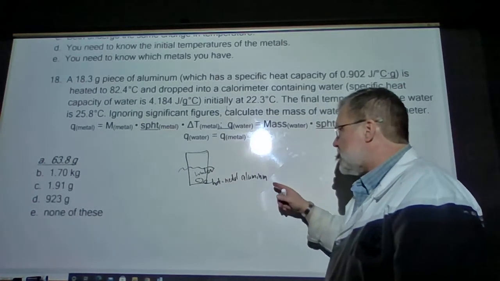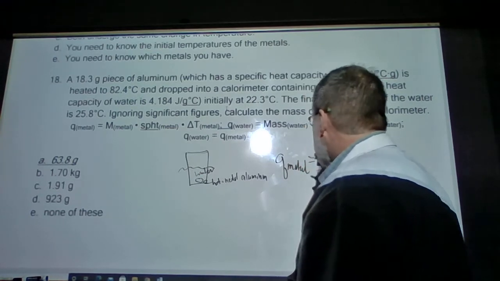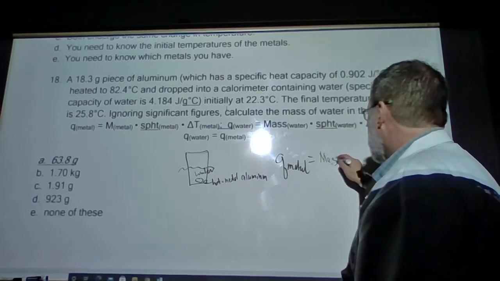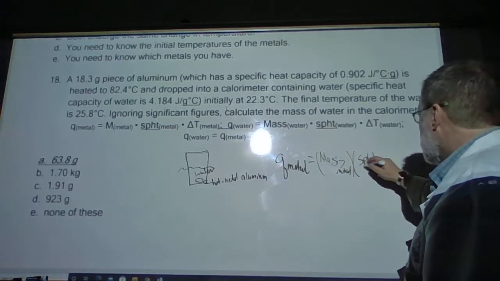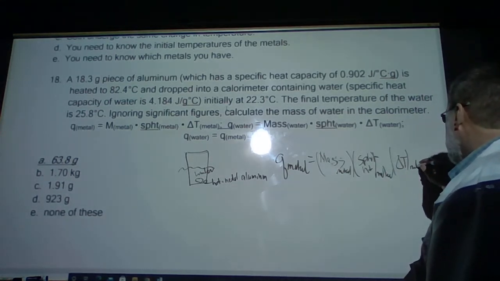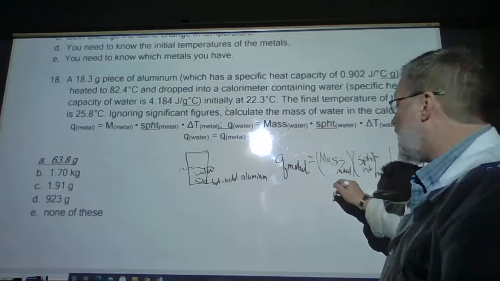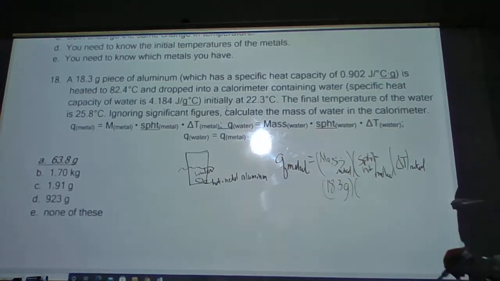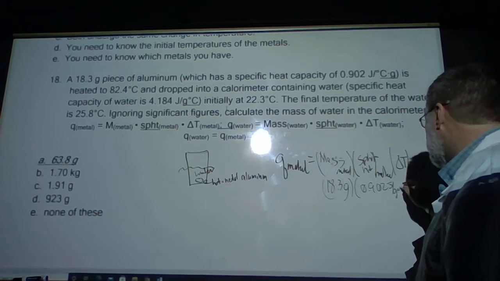Well, the amount of heat energy that the aluminum loses, Q metal, is equal to the mass of the metal times the specific heat of the metal times the temperature change of the metal. Well, do we know the mass of the metal? Yes, 18.3 grams. What's the specific heat of aluminum? 0.902 joules per gram per degree C.